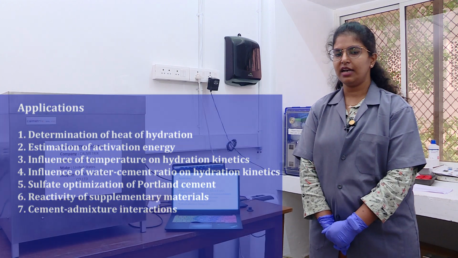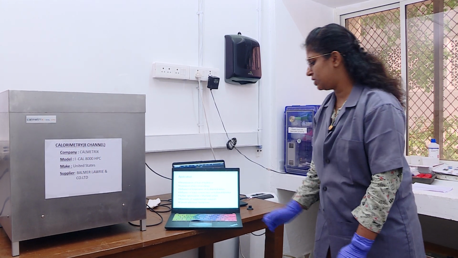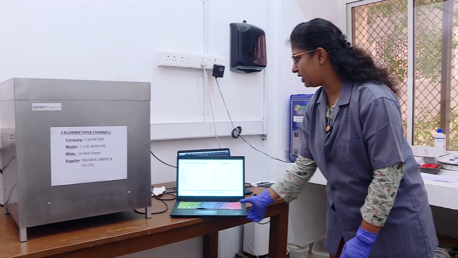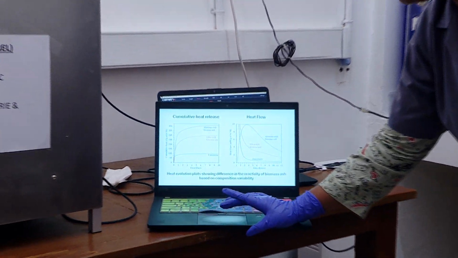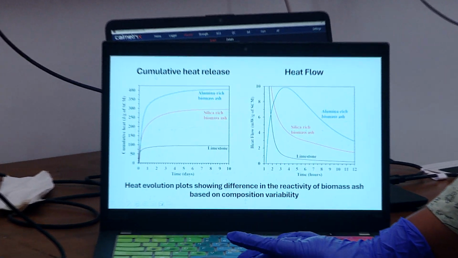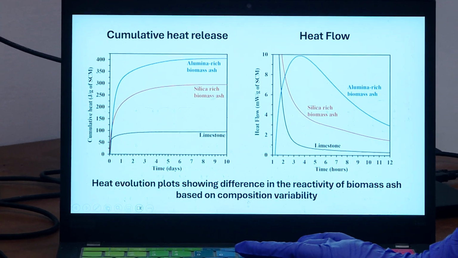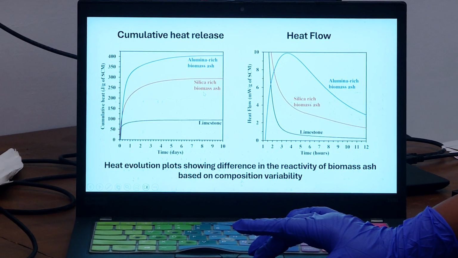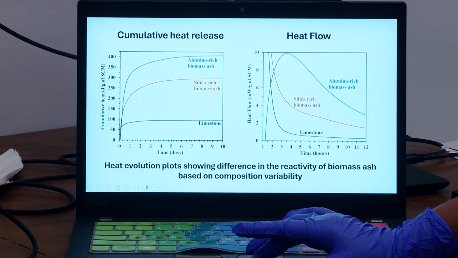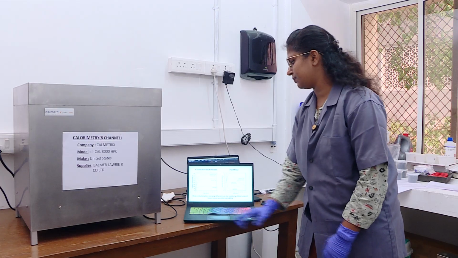biomass ash. And since I work on biomass ash, I have used this instrument to measure the reactivity of biomass ash. I have shown the plots here. The plots show the cumulative heat release and heat flow from different types of biomass ash. Here the graph shows the difference in the reactivity of the biomass ash, mainly based on its composition variability, which we can assess using the equipment.